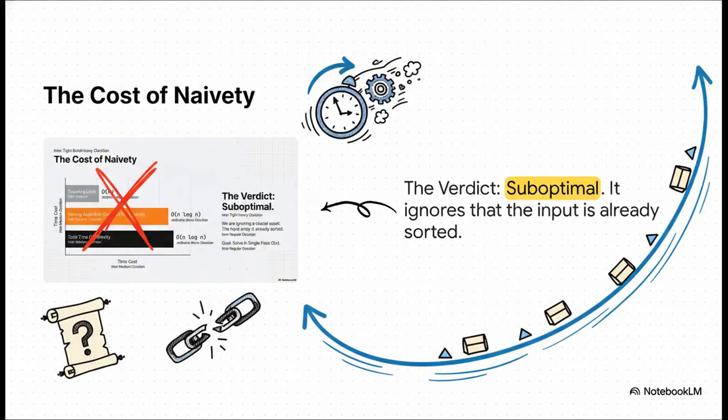And here's the final judgment. It's just not optimal. You see, that sorting step costs you O(n log n) time. We can do so much better. The biggest mistake, the real crime here, is that this whole approach just throws away the most valuable clue we were given. The input array is already sorted. That's a huge hint we need to be using.